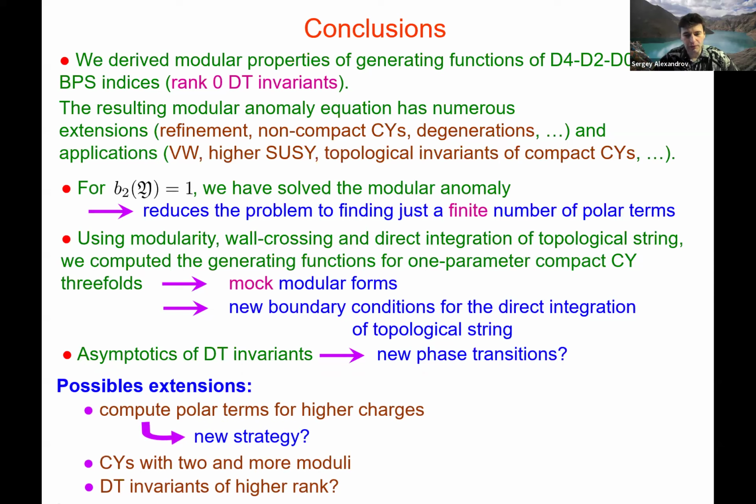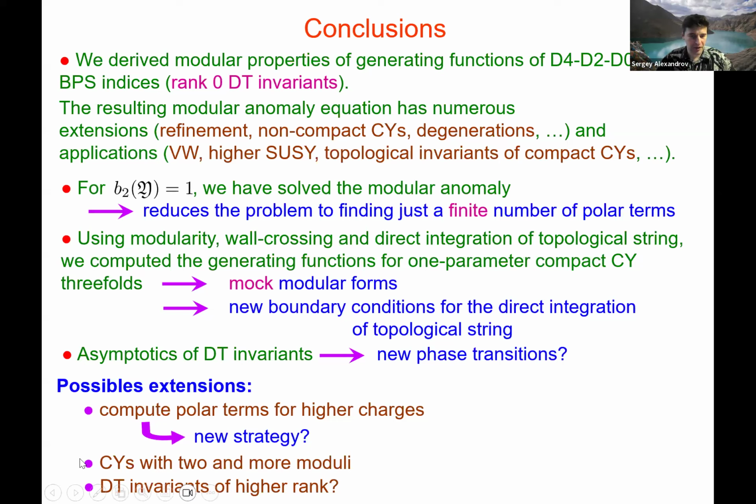But here it looks like we need a new strategy, because the strategy which I explained to you is very demanding on the knowledge of GV invariants. And there we have, you see, these limitations of the direct integration method. So probably we can try to find some other wall crossing relations which will not be so demanding.